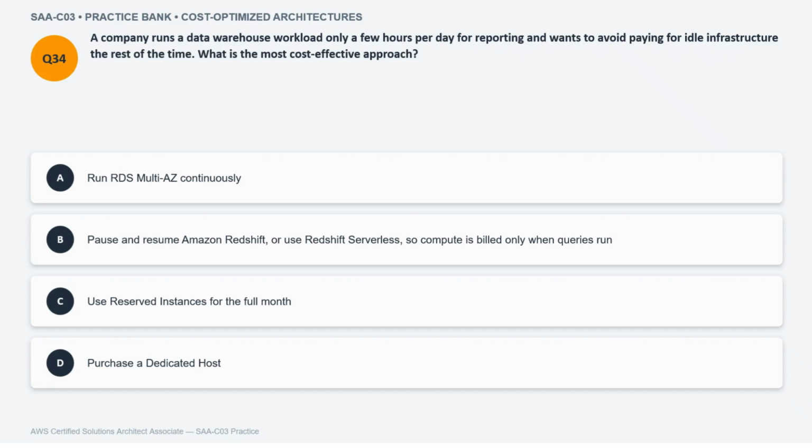Use a reserved instance for a full month and purchase a dedicated host. So we can eliminate those answers. We are asking for a few hours per day for reporting, so the reserved instance for the full day will not be required, and purchasing a dedicated host is also not required. So we can go with B. Pause and resume Amazon Redshift and use Redshift Serverless so compute is billed when queries run. This will be the cost effective approach we can go with.